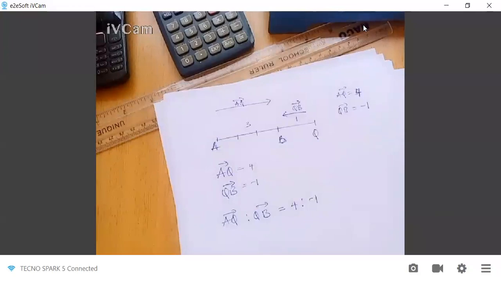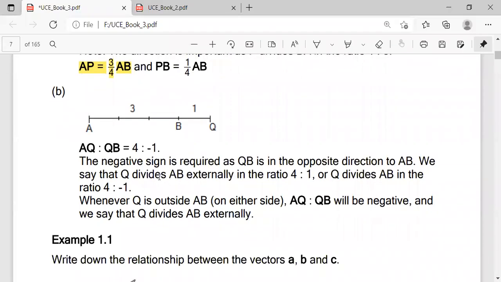So let us see the next step. What are they saying? They're saying that the negative sign is required as QB is in the opposite direction of AB. We say that Q divides AB externally. Now you are seeing this one is externally because Q is outside AB. Are we together?